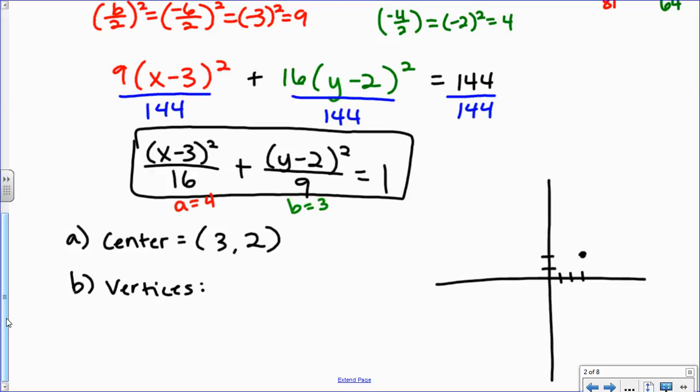So 4 units, A is the horizontal distance, so 4 units left and right. B is the vertical distance, so 3 units up and down. Then go ahead and sketch in your ellipse.